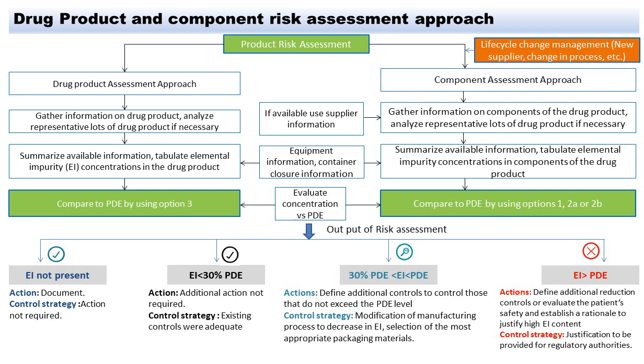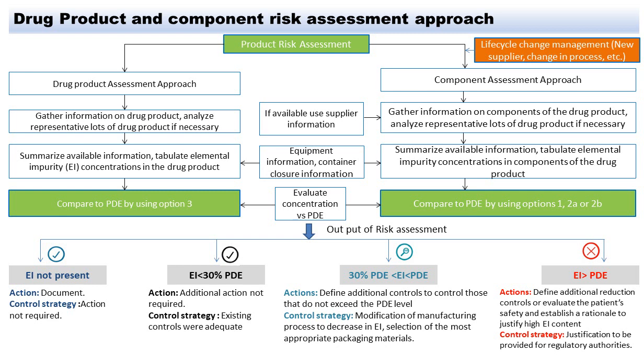In the component assessment approach, gather the information on components of the drug product and analyze the representative lots of drug product if necessary. Summarize available information, tabulate elemental impurity concentration in components of the drug product, and compare to the PDE by using option 1, 2A or 2B. If the output of the risk assessment is that elemental impurity is not present, then no action is required. If elemental impurity is less than 30% of the PDE, then existing controls were adequate.